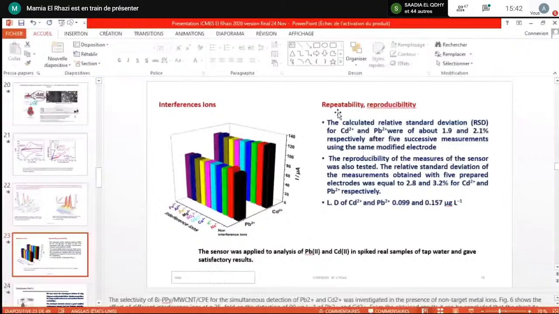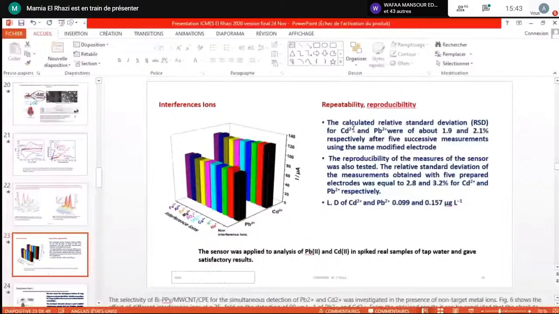And the calculated relative standard deviation for cadmium and lead was about 2% respectively after 5 successive measurements using the same modified electrode. The reproducibility of the sensor was also tested, and the relative standard deviation of the measurements obtained with 5 prepared electrodes was equal to 2.8 and 3.2% for cadmium and lead respectively, and the limit of detection is very low, as you observe here.